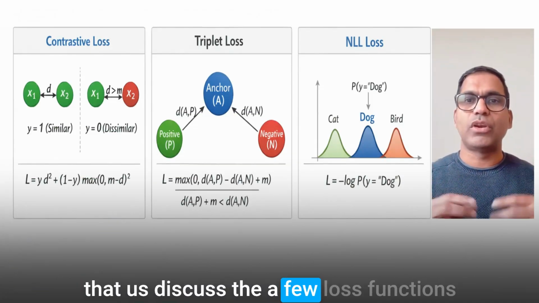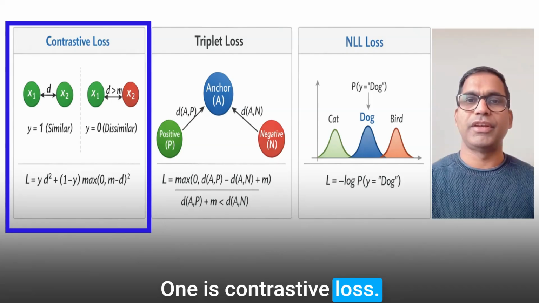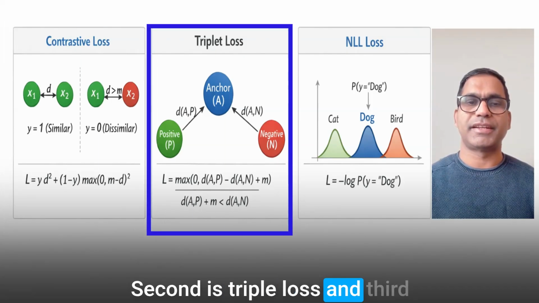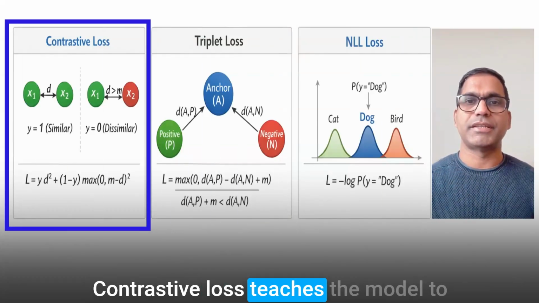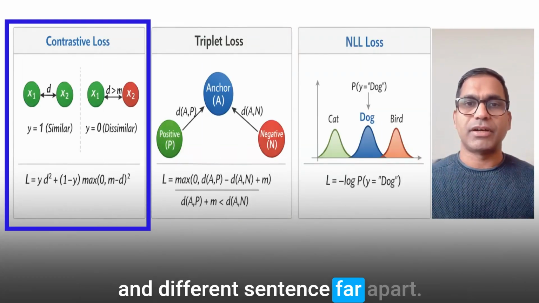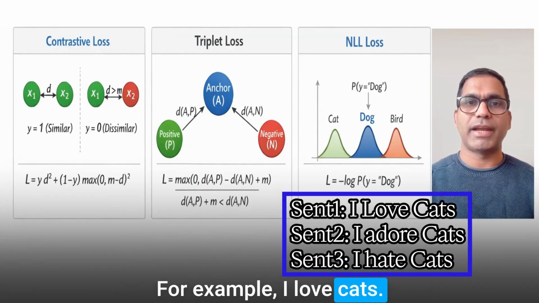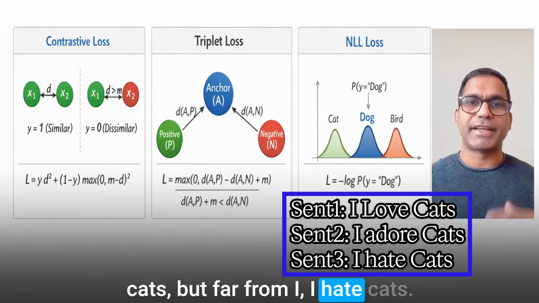Let us discuss a few loss functions used in sentence embedding techniques. One is contrastive loss, second is triplet loss, and third is negative log likelihood loss. Contrastive loss teaches the model to make similar sentences close in meaning and different sentences far apart. For example, I love cats should be close to I adore cats, but far from I hate cats.